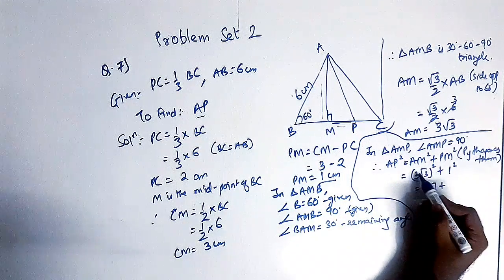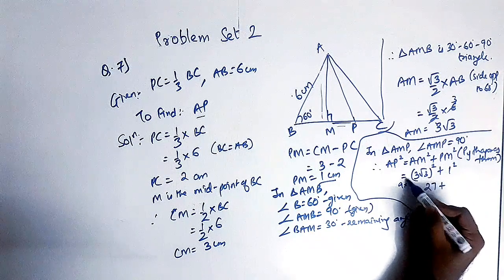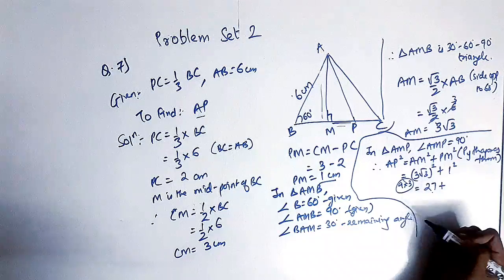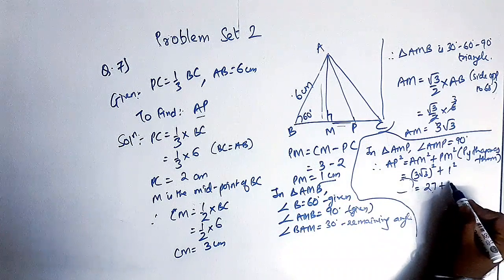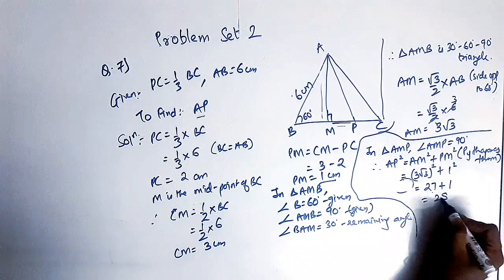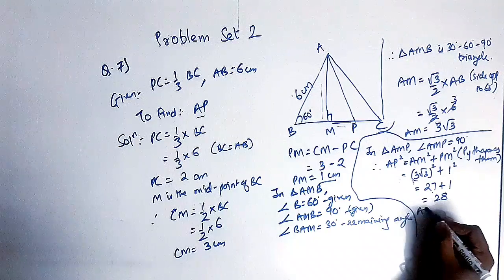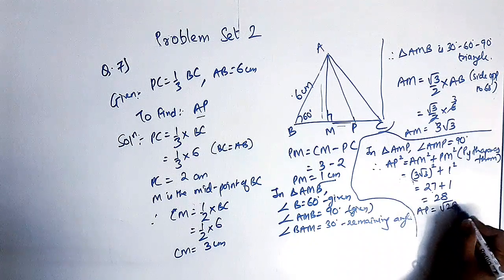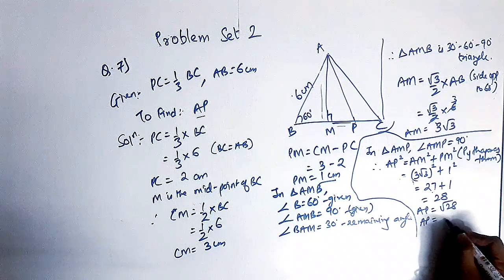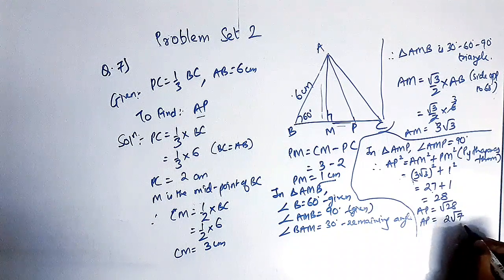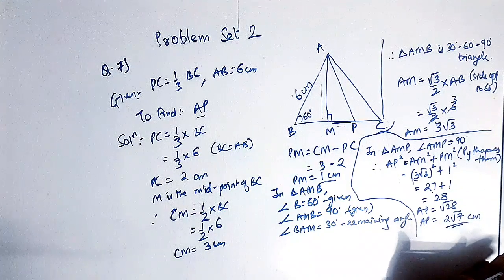3 root 3 square you can do. 3 square is 9. Root 3 square is 3. So this is how you will get 3 root 3 square. Okay. Now plus 1 square is 1. 27 plus 1 is 28. Okay. So AP is equal to root 28. You know the square root of 28 is how much? 4 7s are 28. So 2 root 7. Okay. This is the value of AP, 2 root 7.